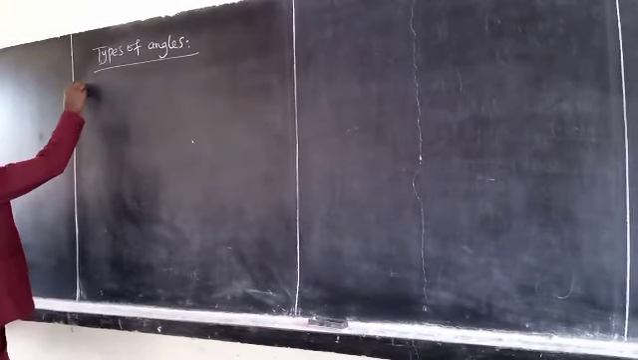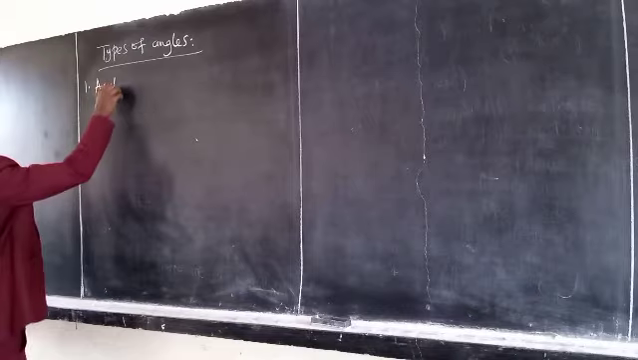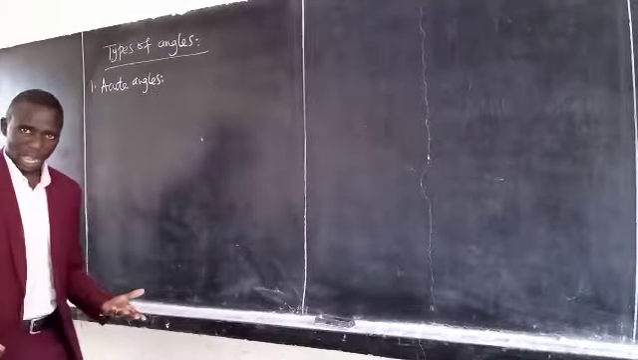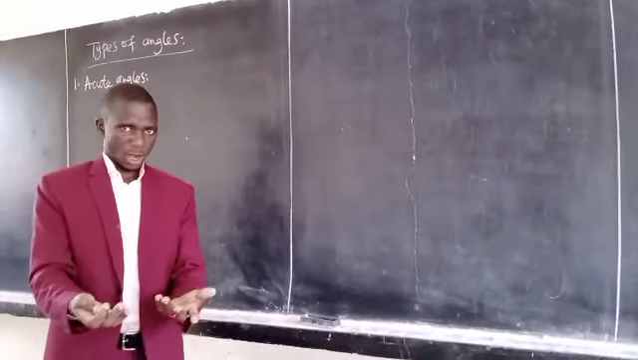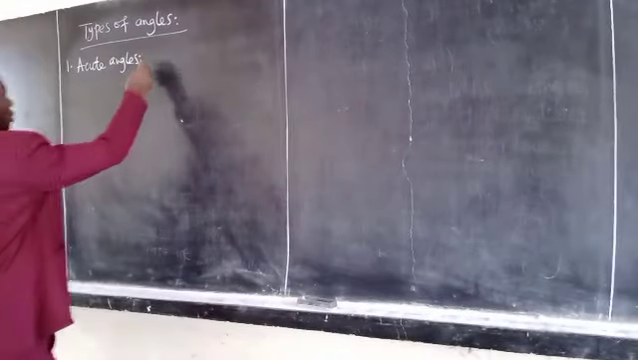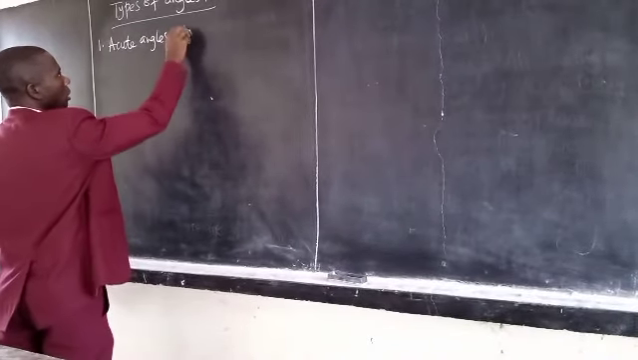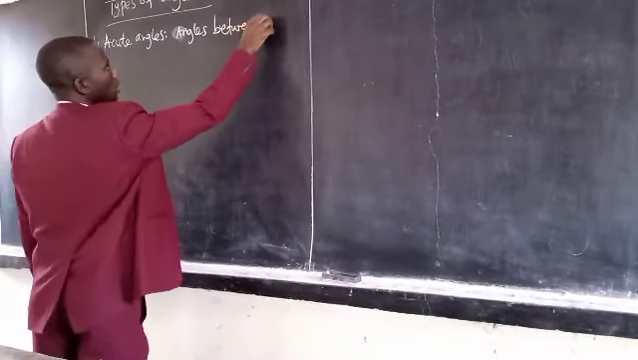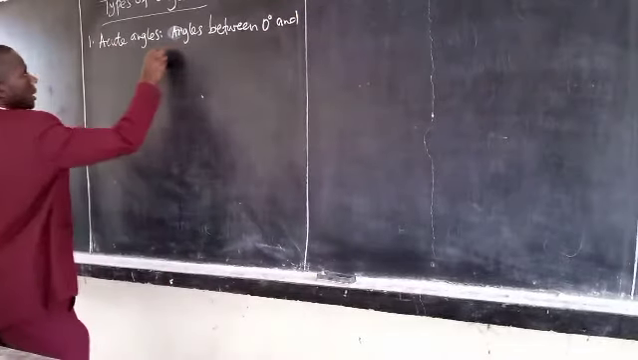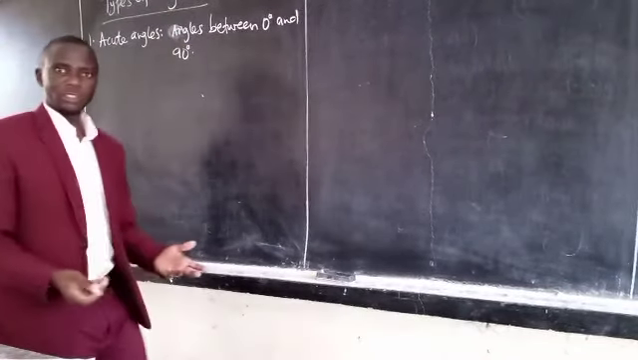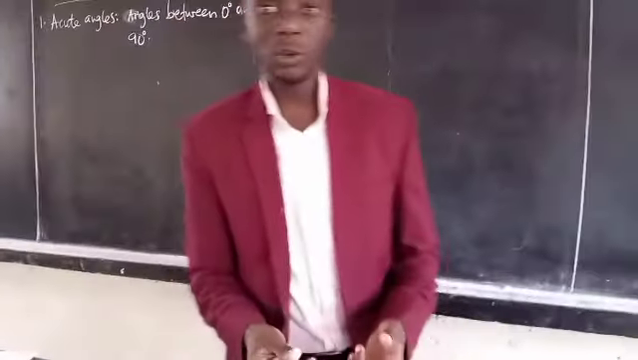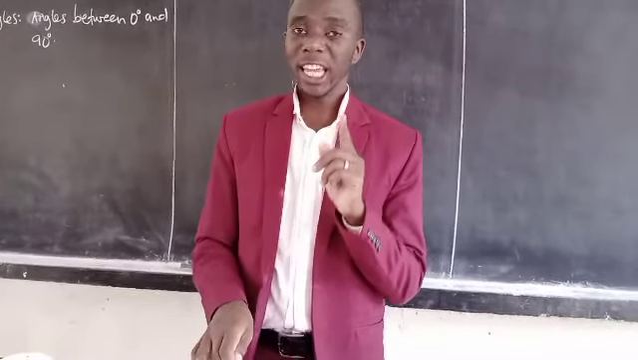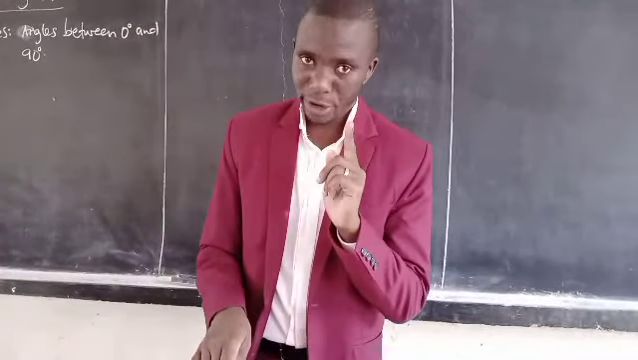The first, we shall have acute angles. So what are acute angles? I'm sure you know. These are angles between 0 degrees and 90 degrees. An angle of 60, an angle of 35, an angle of 7 degrees are all acute angles. And these angles lie in the first quadrant.